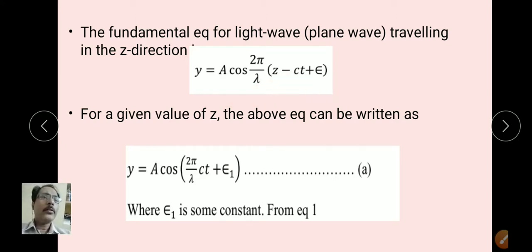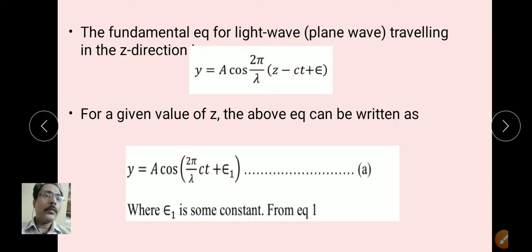For a light wave traveling in the z direction, y represents the magnitude of the light, A represents the amplitude, lambda represents the wavelength, and z represents the direction of propagation. C represents the velocity, small t represents the time taken, and epsilon is some constant which is considered for the light vector.